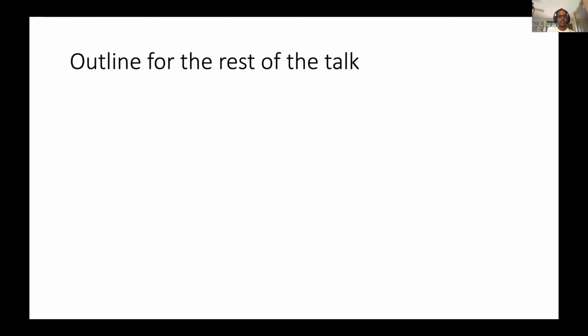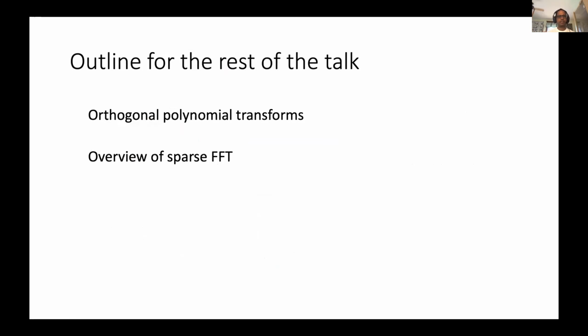Just to give a quick outline for the rest of the talk, I'm going to define orthogonal polynomial transforms next, then give you a pictorial overview of sparse FFT, so basically how these algorithms work, because that's relevant to some of our results. Then I'll probably give a more quantitative version of the results. And I may go into some technical details, but based on some of the things when I practiced this talk, I probably will not. So we'll see how that works.